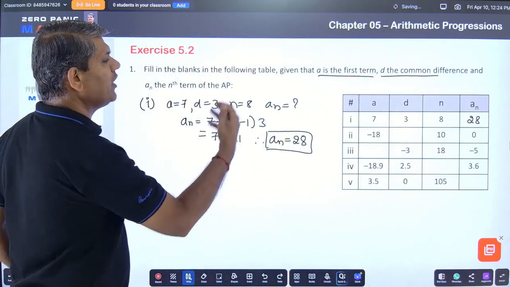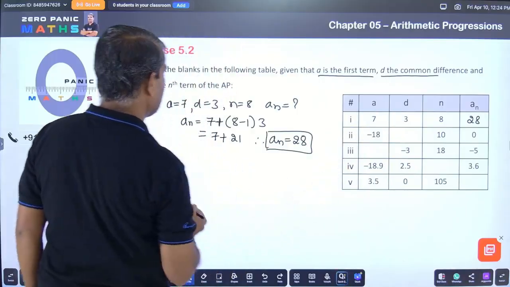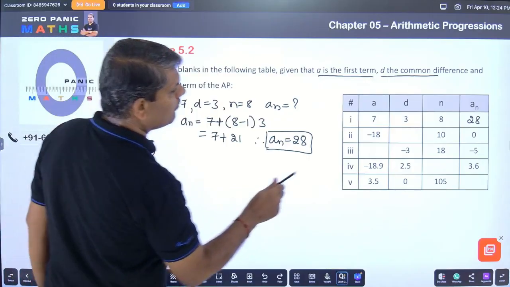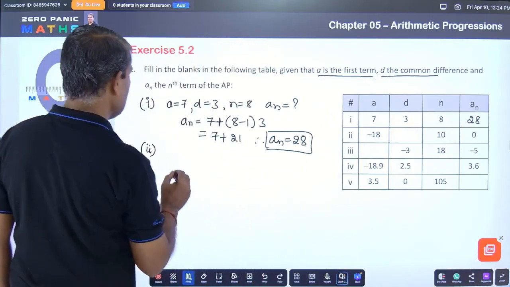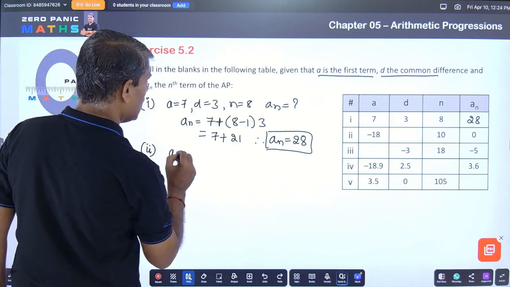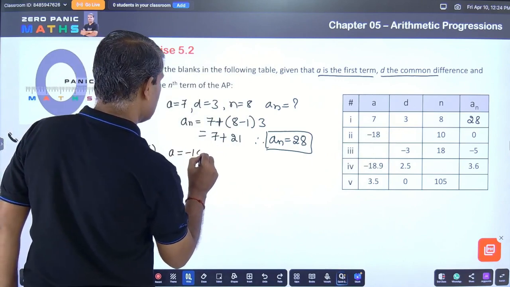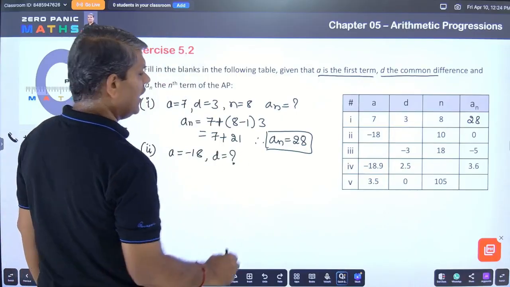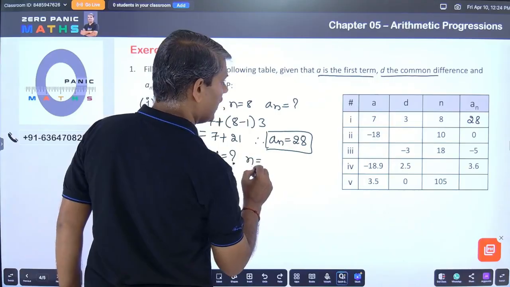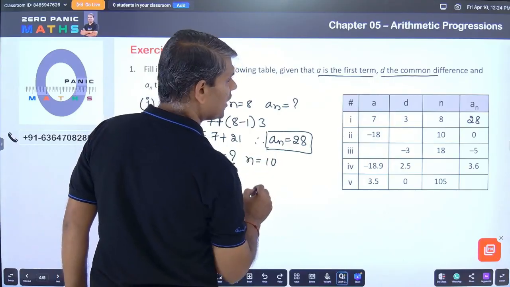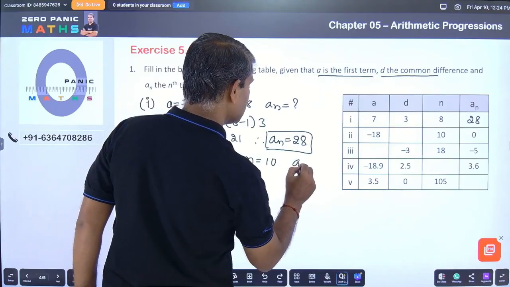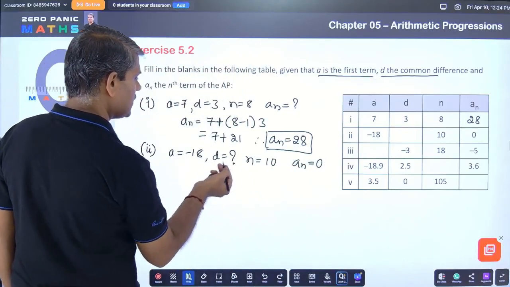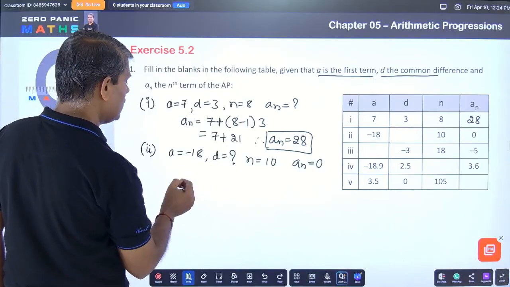Let us quickly do the second one. In the second, a is given and d needs to be found. a is minus 18, and you need to find out d. They have given n as 10 and a_n as 0. Let us put all the values and find out d.